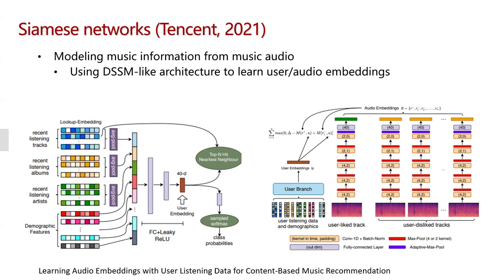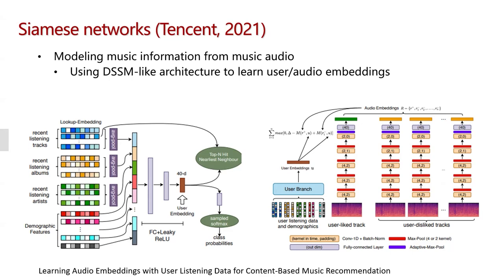So they directly use the audio signal as the input of the model and use several MLP layers to learn the hidden features of the music items, right? So they directly learn the item embedding from the low level features. And they use DSSM-like architectures to learn the user and audio embeddings.